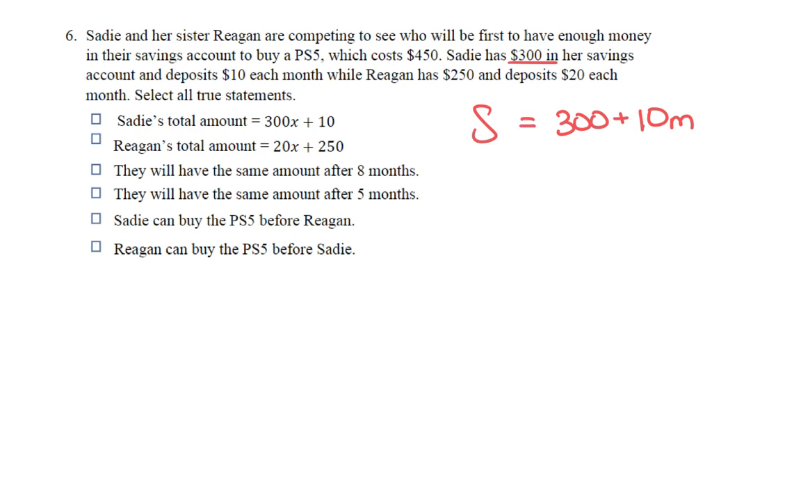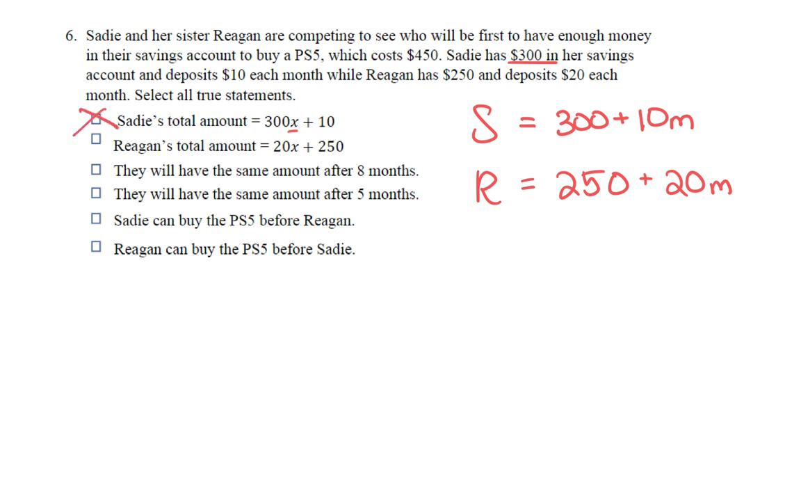All right, the Reagan equation. Reagan has $250 and deposits $20 each month. All right, so I was able to quickly write an equation for both of these kiddos. Now we have to pick out which things are going to be true. First one says that Sadie's total amount, so this S equation, is going to be 300x plus 10. That's almost right, but they have the variable in the wrong spot.